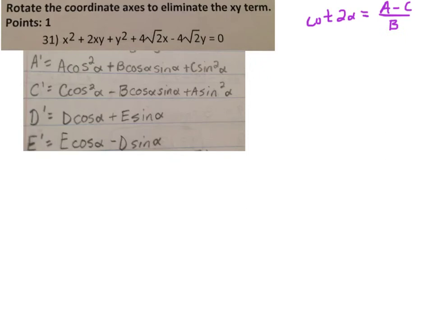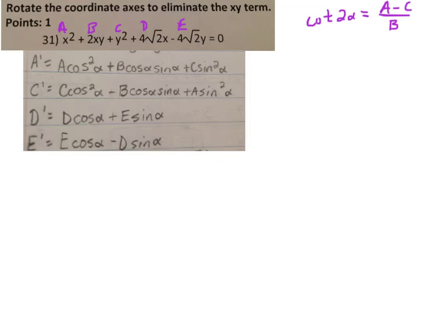Rotate the coordinate axes to eliminate the xy term. So I have listed out on here the formulas that we're going to need for this, and we also need to know that we have an A term, a B term, a C term, D term, and an E term, but not an F term. So this is going to be a little bit different than the ones that we've generally done in the past, but I think we're up to the challenge. I wouldn't worry about it too much.